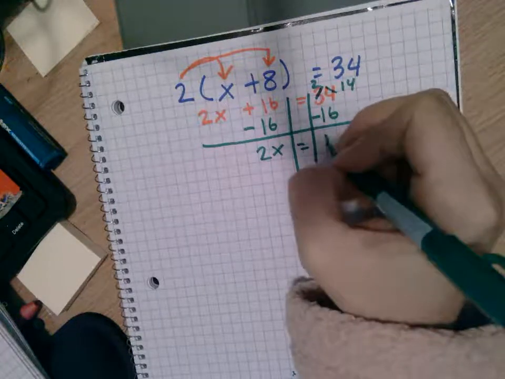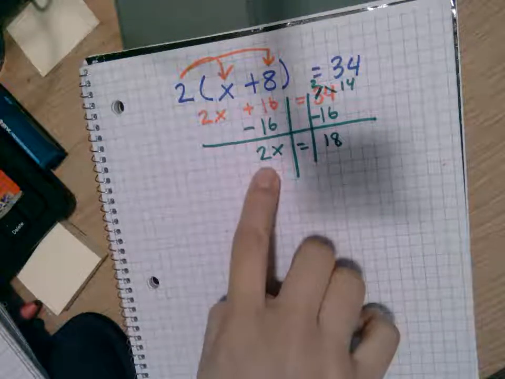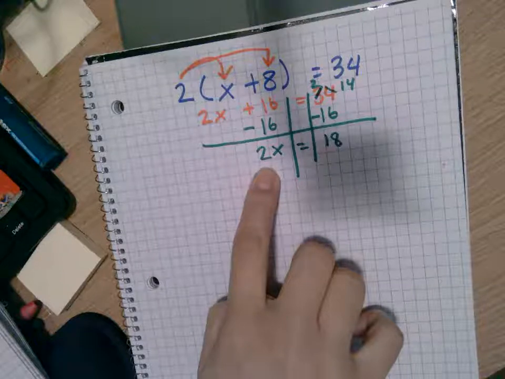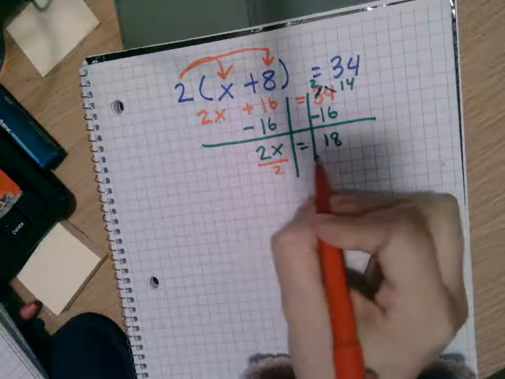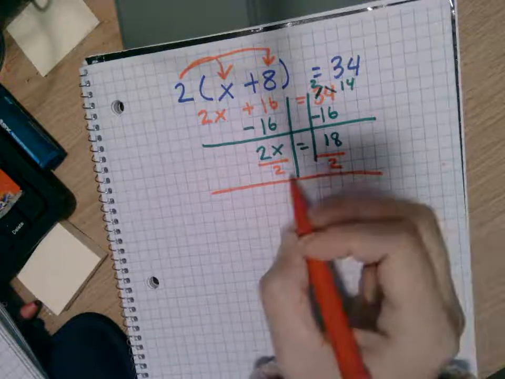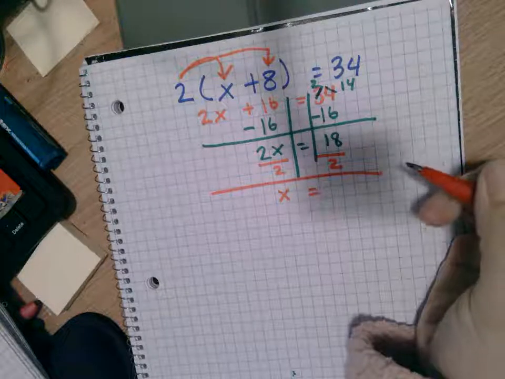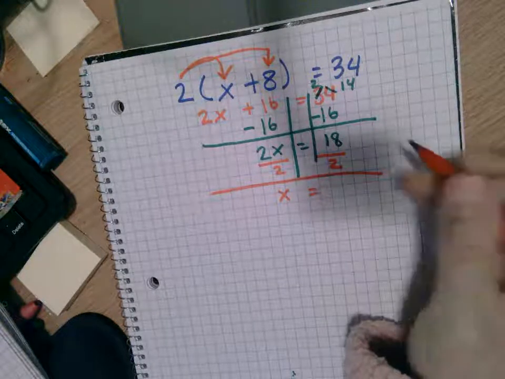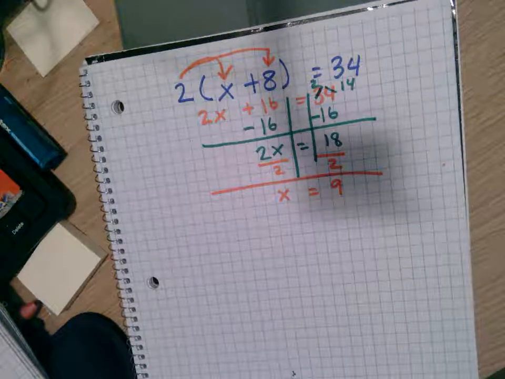18, you're correct. Now am I done? Nope. I still have this little 2 right there to get rid of. Divided by 2. Divided by 2, excellent. Divide by 2, divide by 2. X equals, what is 18 divided by 2? 9. And you're done.